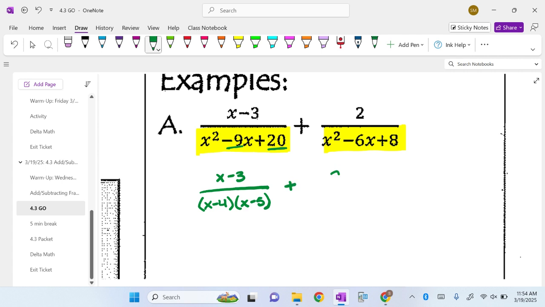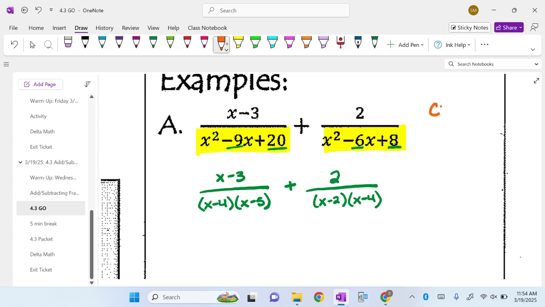Plus, we still got the 2. Now I need 2 numbers that multiply to give me 8, but add to give me negative 6. What we got? So negative 4 and negative 2. So this would be x minus 2 times x minus 4. Now, we got our factors of both denominators.